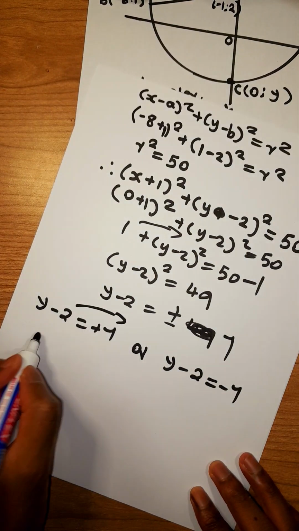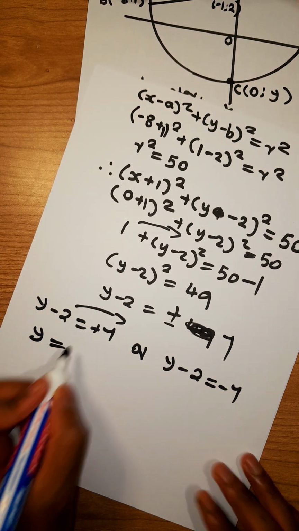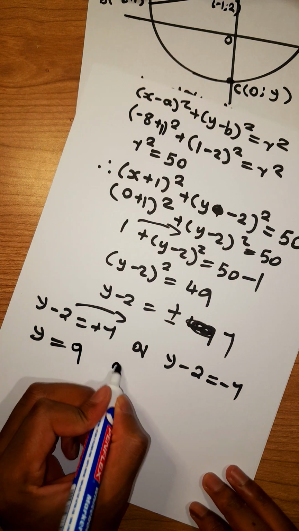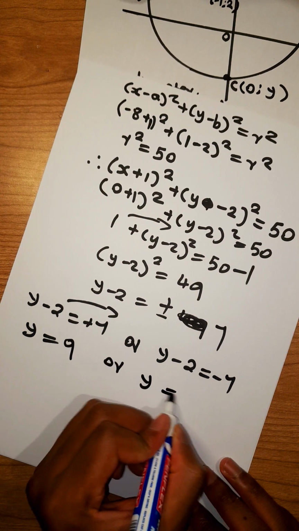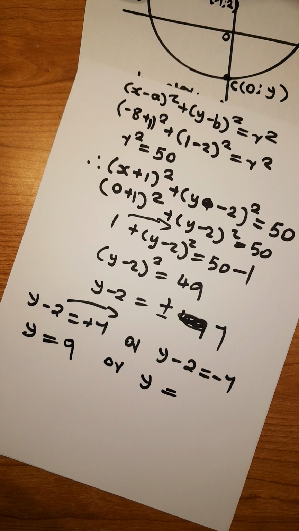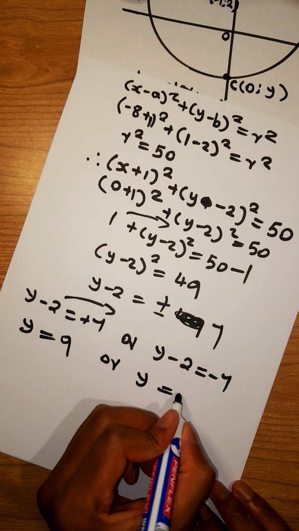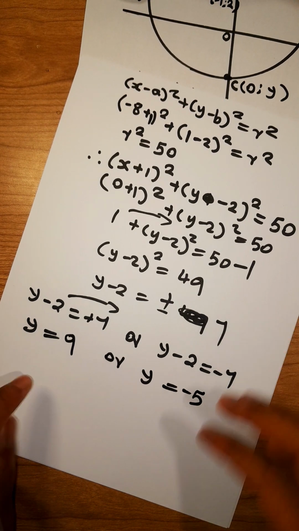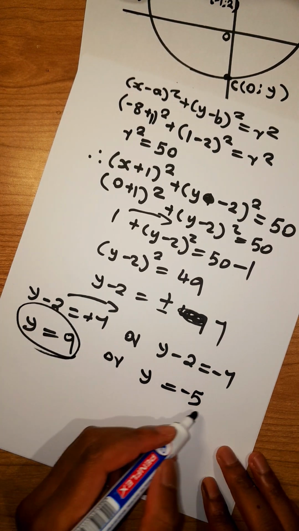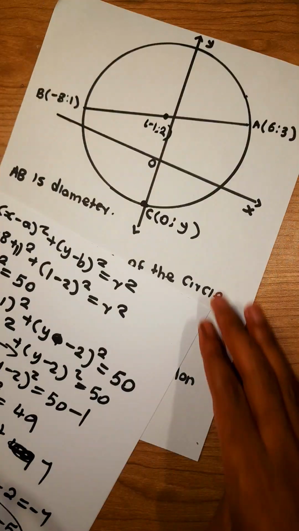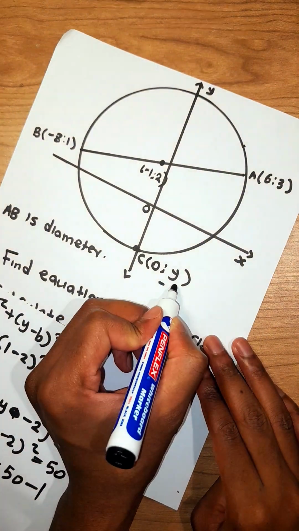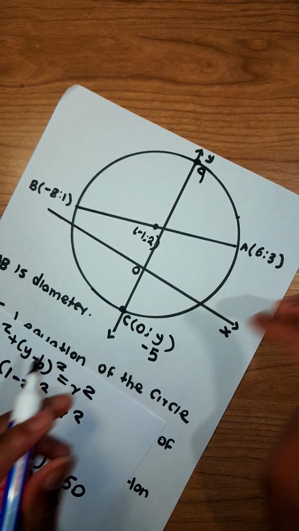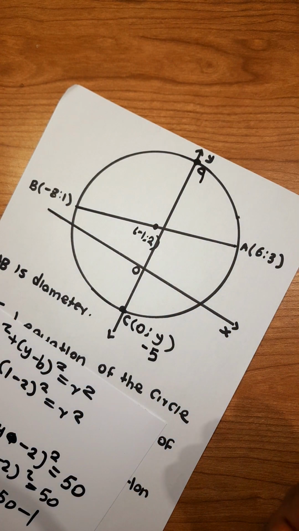And when we take this 2 to the other side, we're going to have y equals 7 plus 2. So it's 7 plus 2, it's going to be 9. Or y is going to be minus 7 plus 2. That's actually equal to minus 5. Now, we are having two values. We are having y as positive 9 and we're having y as minus 5. So obviously at this point y is minus 5 and at this point y is positive 9. Why? Because even here x is 0, right?